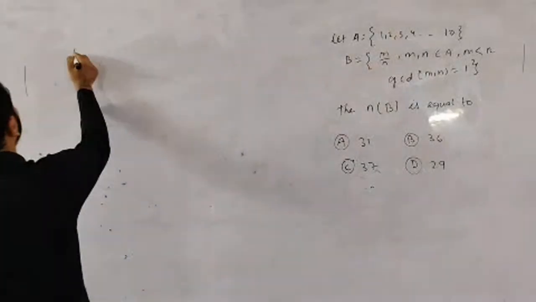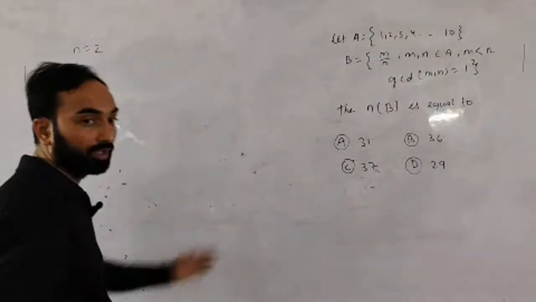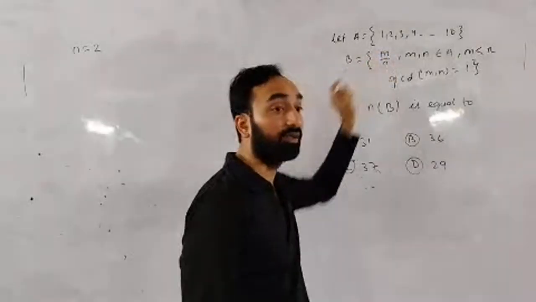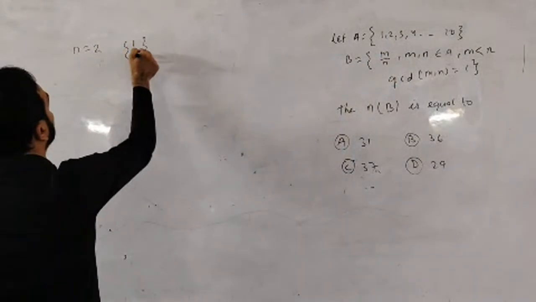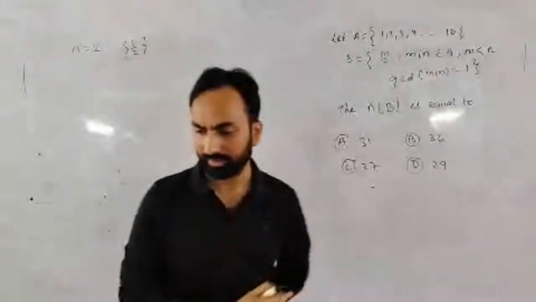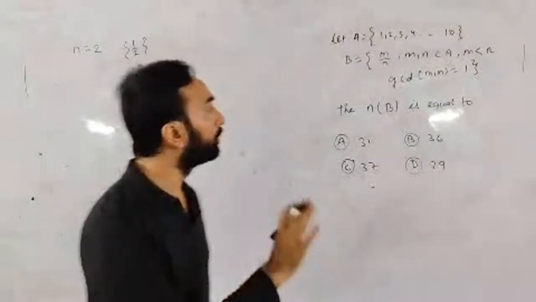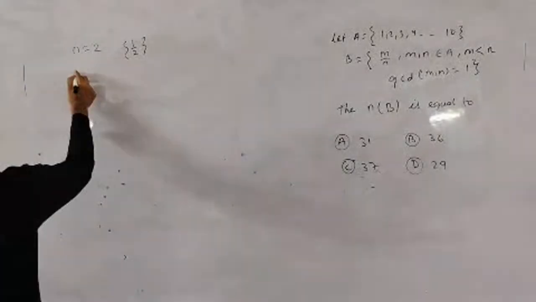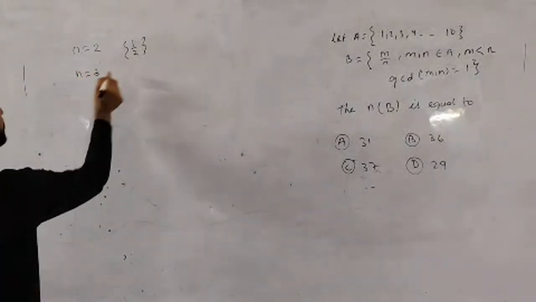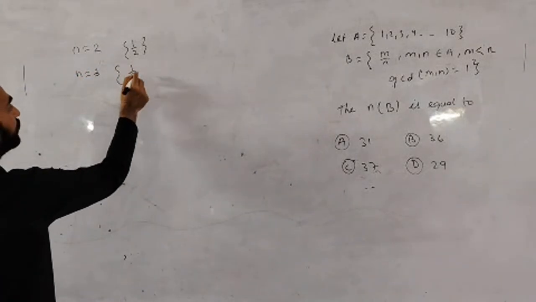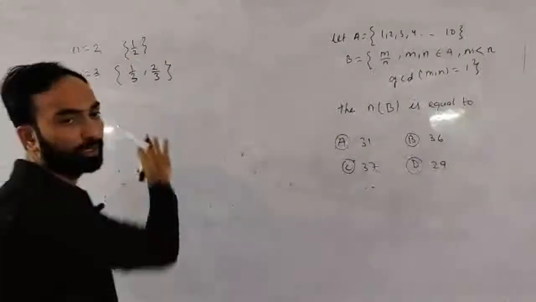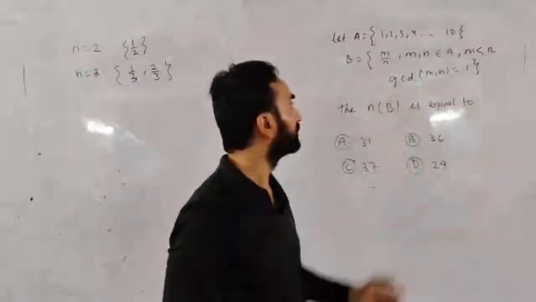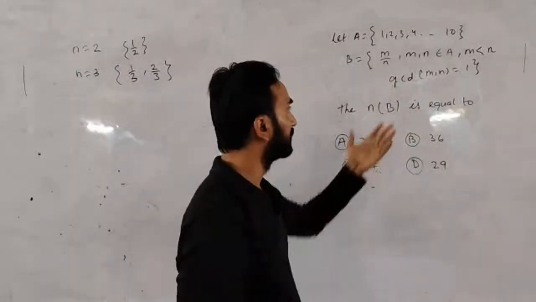So if I choose n equal to 2, what condition can I fix here? 1 upon 2 is the condition, right? So the first fraction I will fix is 1 upon 2. Now next I will take n equal to 3. Then I can write 1 upon 3 and 2 upon 3. Obviously 3 upon 3 we cannot write, because the greatest common divisor is not 1.